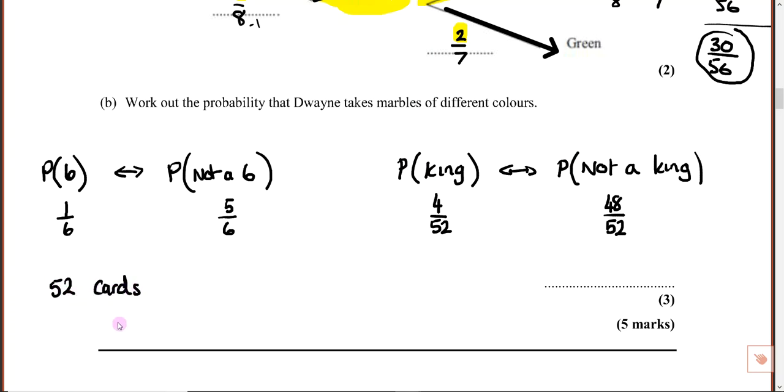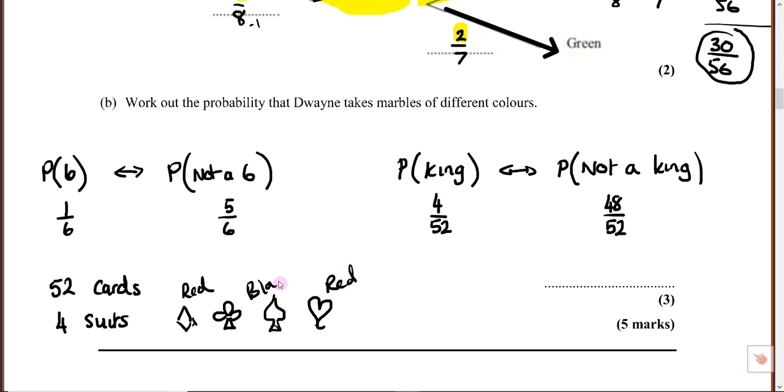There are 4 what we call suits: diamonds, clubs, spades, and hearts. Hearts and diamonds are red, and these 2 are black. There are 52 cards, 4 suits, and the cards are an ace, then 2, 3, 4, 5, 6, up to 10. Then we have a jack, a queen, and a king.